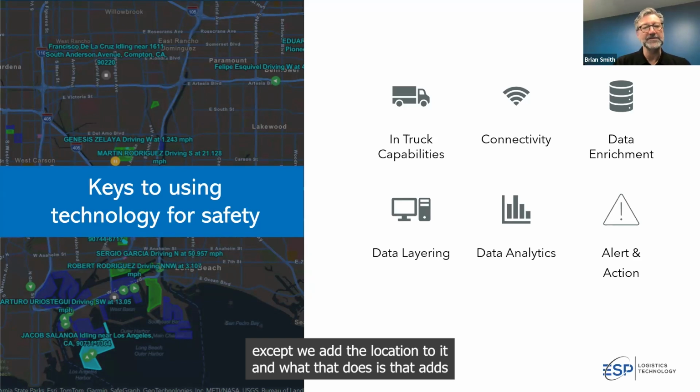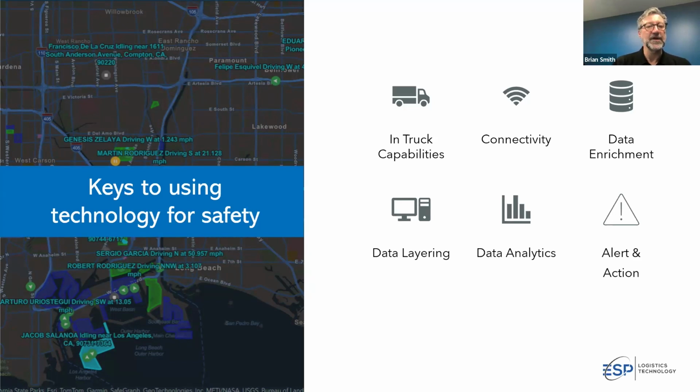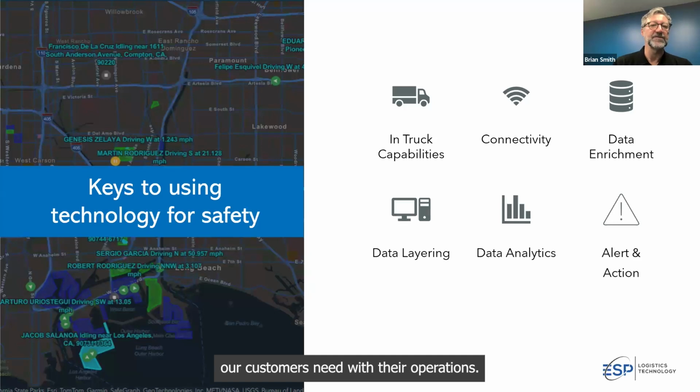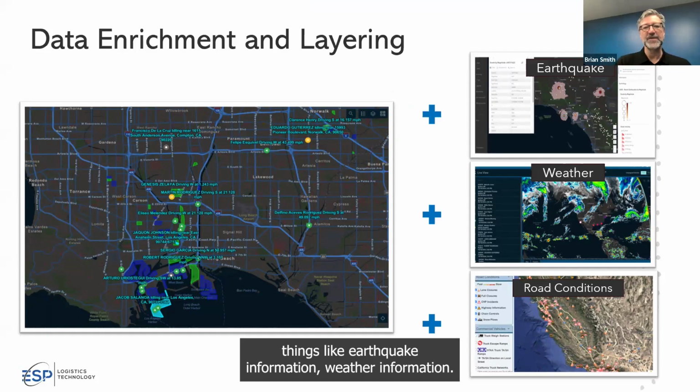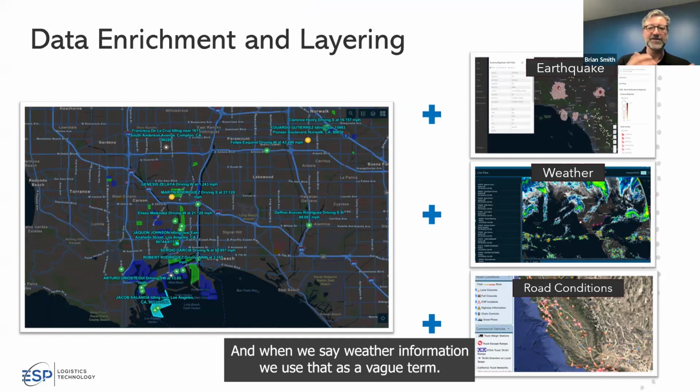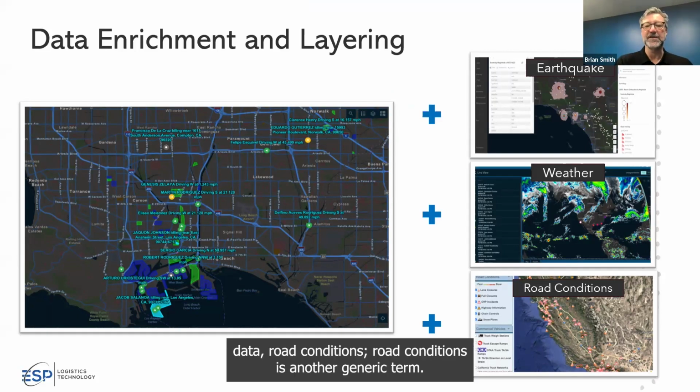And what that does is add an advantage to our ability to provide alerting and additional actions to what our customers need through their operations. This is an example of the data layering. On the right-hand side, you see some different data sets that you have access to, things like earthquake information, weather information. And when we say weather information, we use that in a vague term. You can see radar, you can see snow, you can see wind, you can see rain, you can see those types of things. You can also see forecasted data.